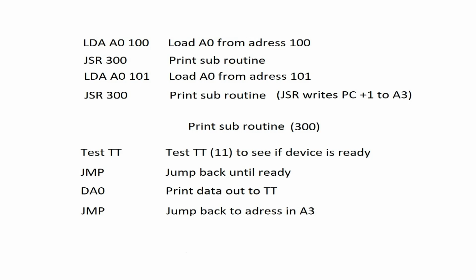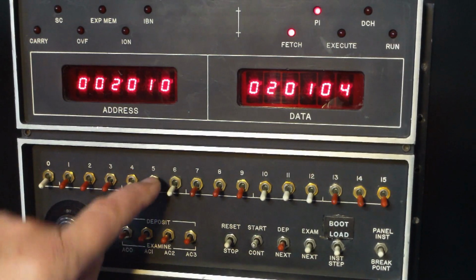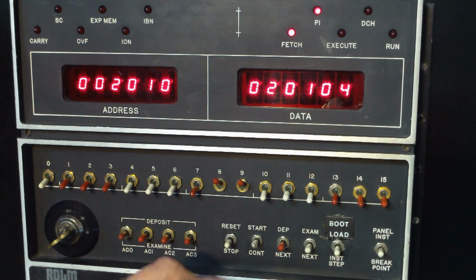But in order to print, you actually have to run a print subroutine. And that print subroutine tests the TT port to see if it's ready and jumps back if it isn't, then prints the data out to TT and then jumps back to the address that's stored in accumulator 3. Accumulator 3 is written to once you start a JSR routine.